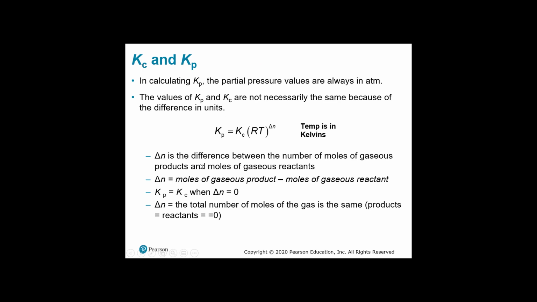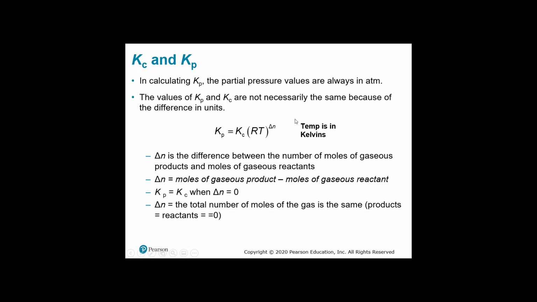Okay, so the difference between Kc and Kp: Kc is in units of molarity, moles over liters, and Kp is in units of atmospheres, ATM, which is pressure. So they do not match up. We need to be able to use a formula in order to go across to whichever one we need to solve for. So in this case, here is what we're going to use, this formula.